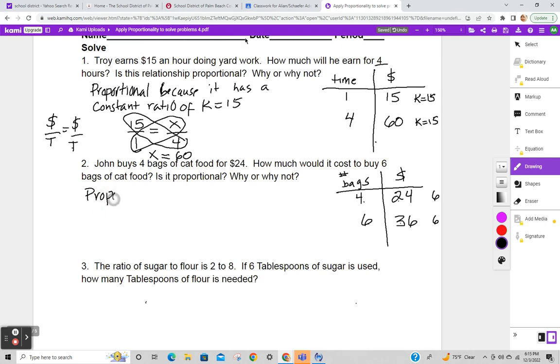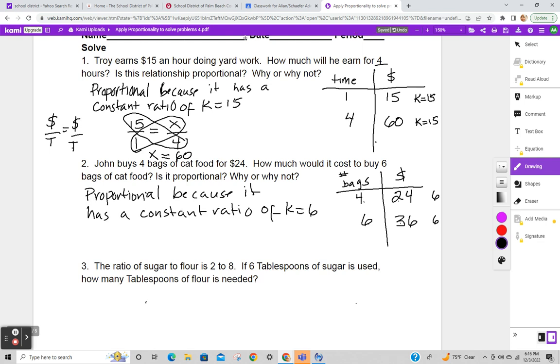Proportional because it has a constant ratio. We'll say K equals 6.